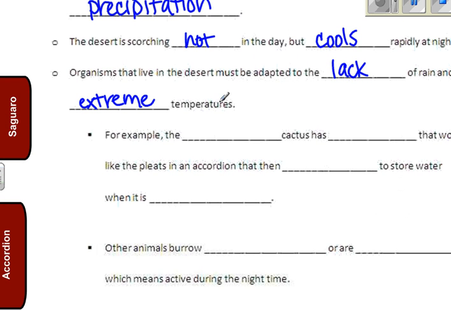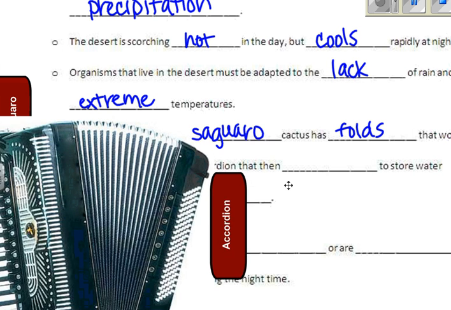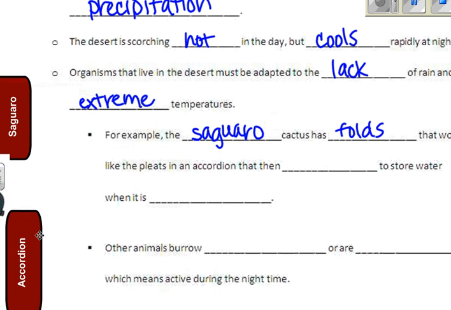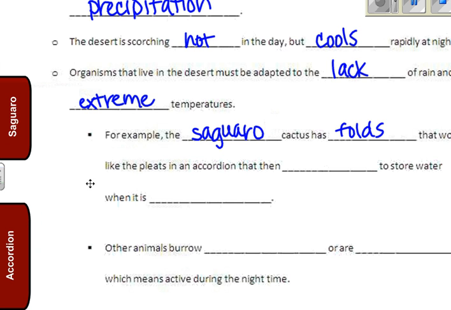So, for example, the saguaro cactus has folds that work like the pleats in an accordion. So what does an accordion look like? Well, you might have seen one on TV or on a cartoon before. This is an accordion, and that part with the pleats goes in and out. Well, the saguaro cactus has folds that work like those pleats in the accordion, and then they expand to store water when it is raining.